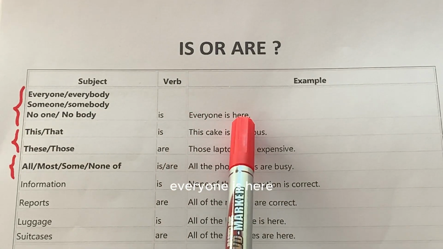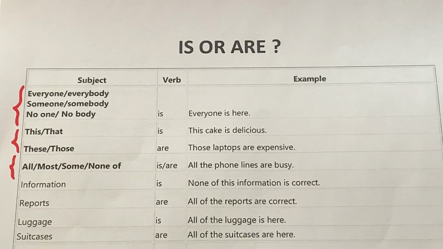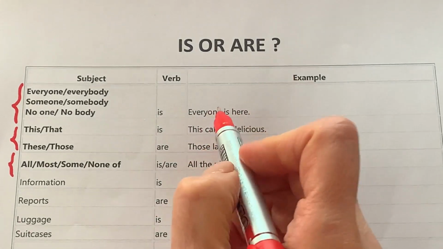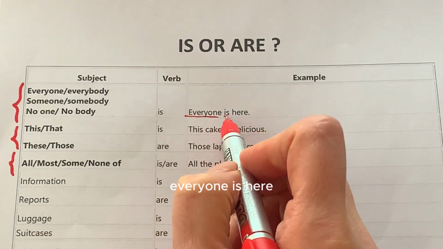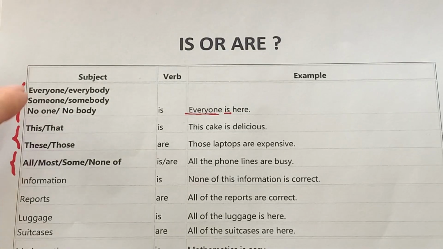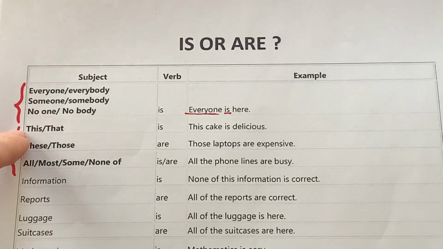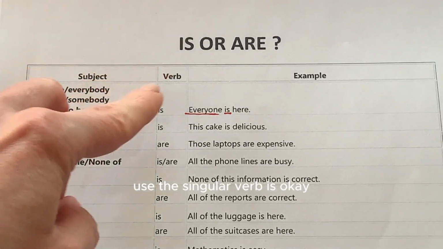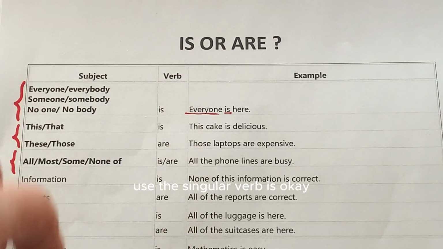Everyone is here. Everyone is happy. Everyone is studying, whatever, okay? But the main thing is that with all of these words, use the singular verb is, okay?